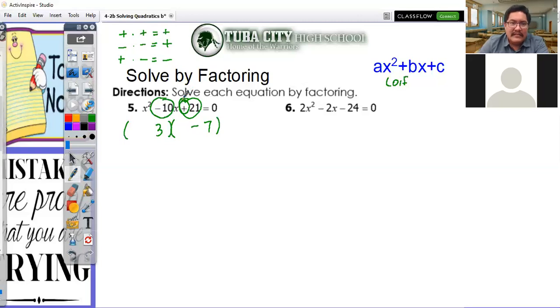But since in this case this is positive, because remember these 2 numbers must multiply to 21, that means it could also be negative 3 and negative 7. And if I combine them, negative 7 and negative 3 will make negative 10. So this does work out.